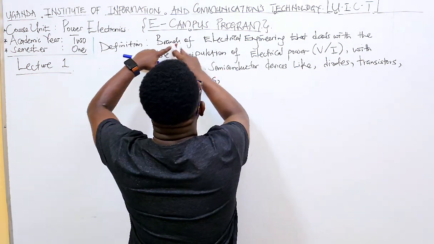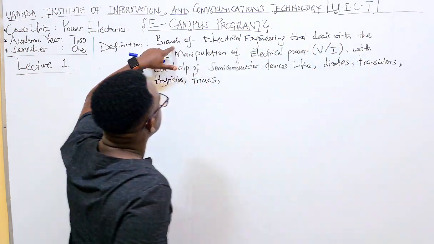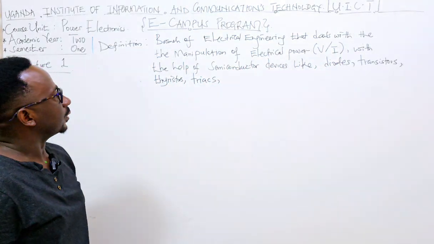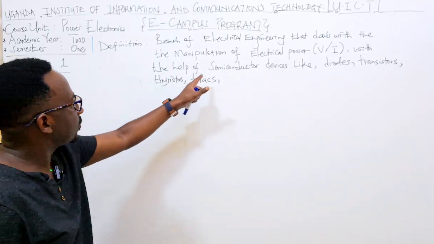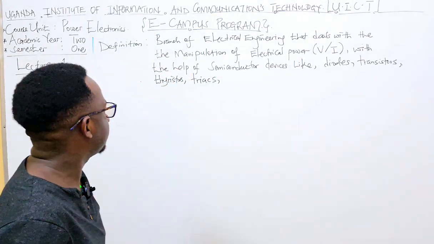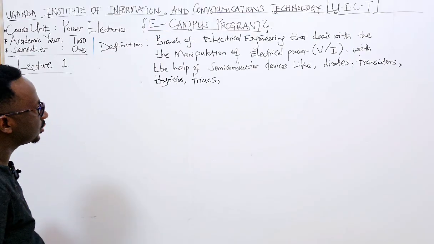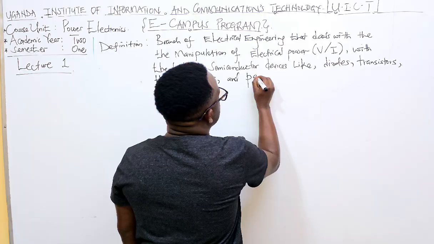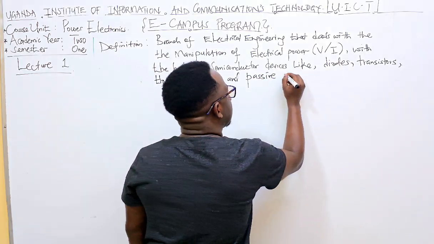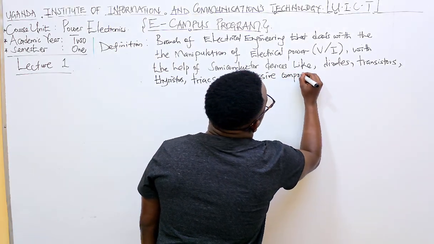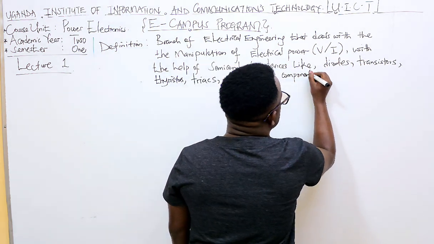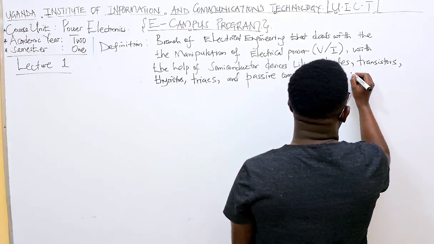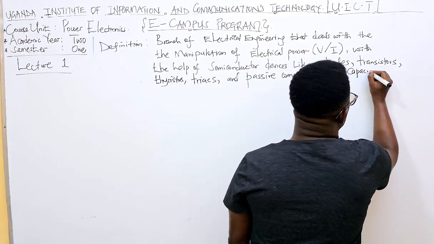Remember, we said it's a branch of electrical engineering that deals with the manipulation of electrical power, V and I, one of those, with the help of semiconductor devices like diodes, transistors, thyristors, triacs, and so on and so forth, and passive components like good old capacitors.